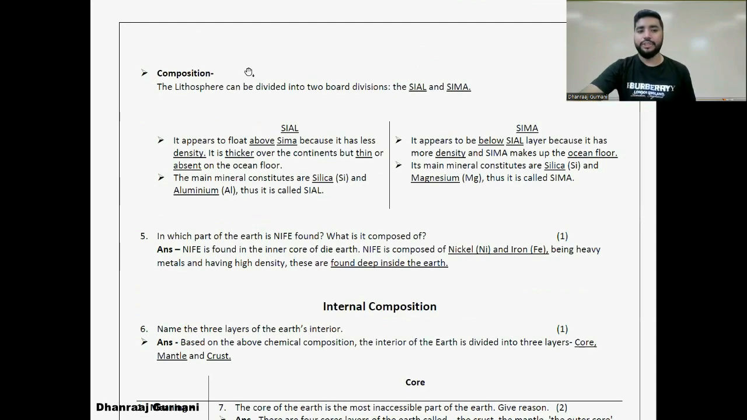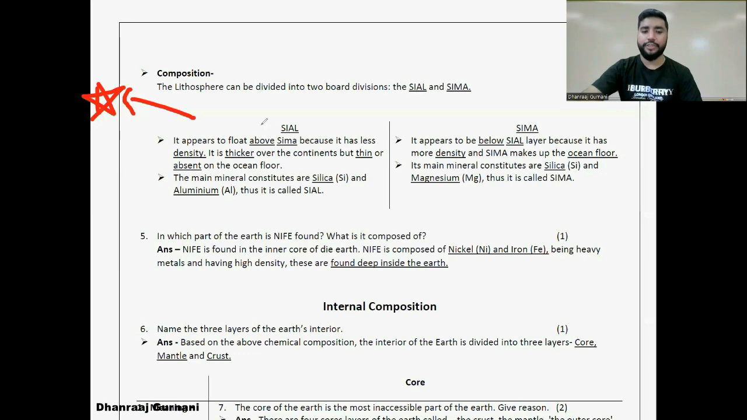What is the composition of the lithosphere? The lithosphere can be divided into 2 broad divisions, Sial and Sima. Sial and Sima is a very important answer. They can ask you only one, that is either only Sial or Sima, or a distinguish.